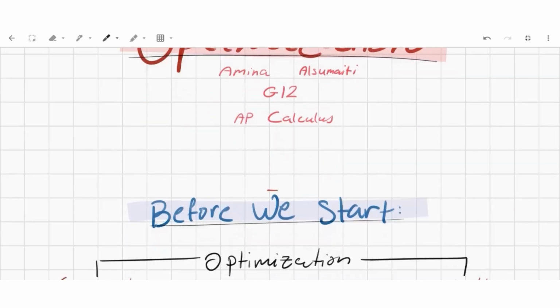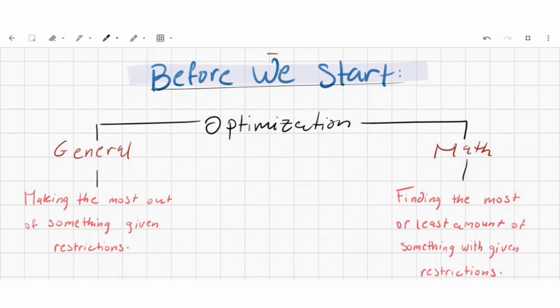But before we explain the concept of it in calculus, let's first discuss what optimization generally means. In a general sense, optimization comes from the word optimize, which means making the most out of something given that you have restrictions. Optimization shows that your resources are finite, meaning that you don't have a never ending amount or supply of something, and you have to make the best out of it. As for the definition in calculus, optimization is defined as finding the most or least amount of something given that you have constraints or restrictions. And here we can see that both definitions serve the same purpose.